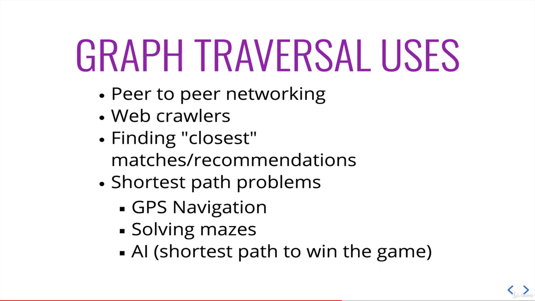So the actual process of traversing, of crawling, is just a graph traversal. Also, when we talk about things like finding the closest matches or recommendations, the shortest path between things, I'm going to show you a couple examples. These all have to do with traversing from one vertex to another.